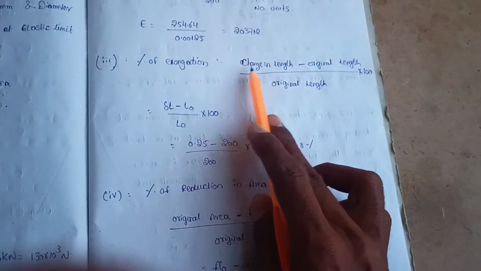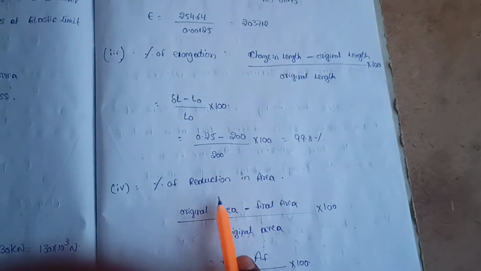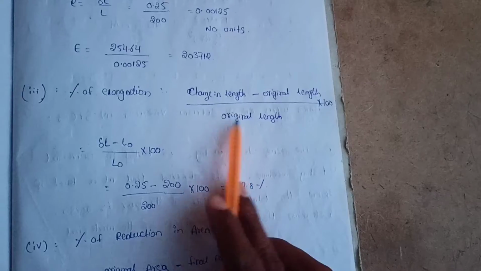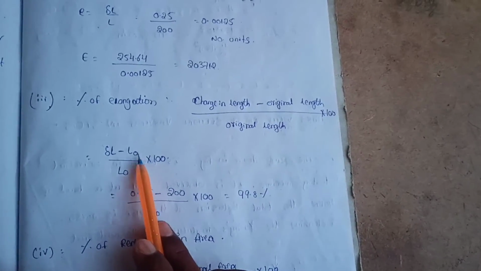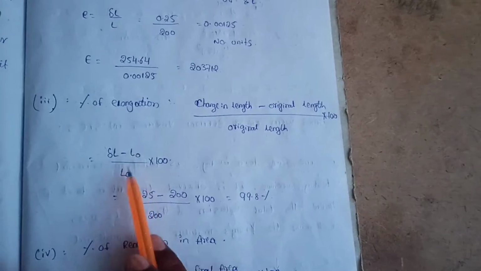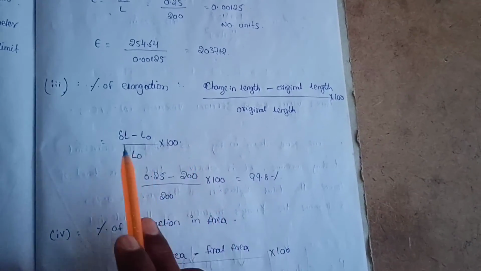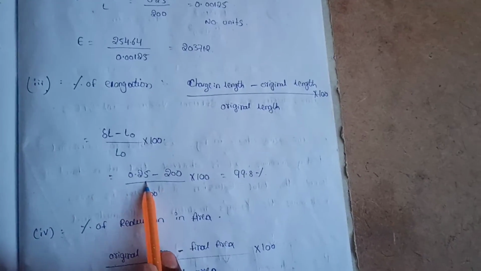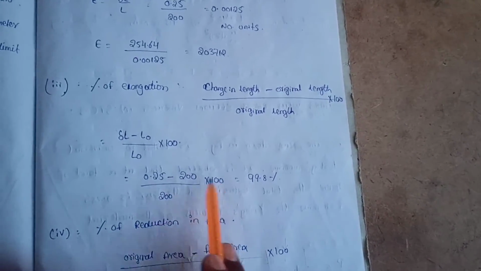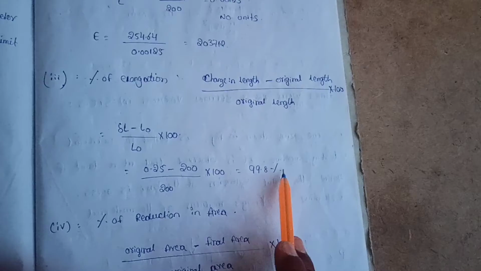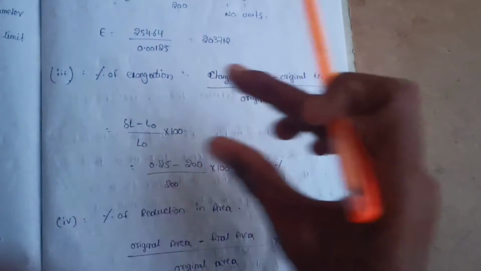So first change in length, next here original area. Change in length means delta L, original length means L0, original length by original length into 100. So change in length is 0.25 minus original length 200 by 200 into 100. So we get 99.8% of elongation.